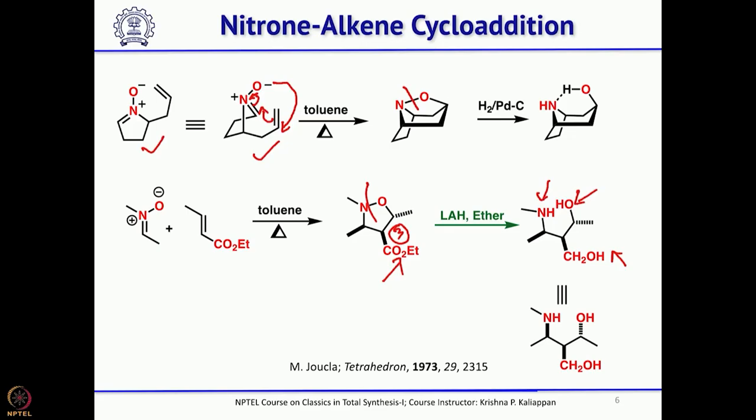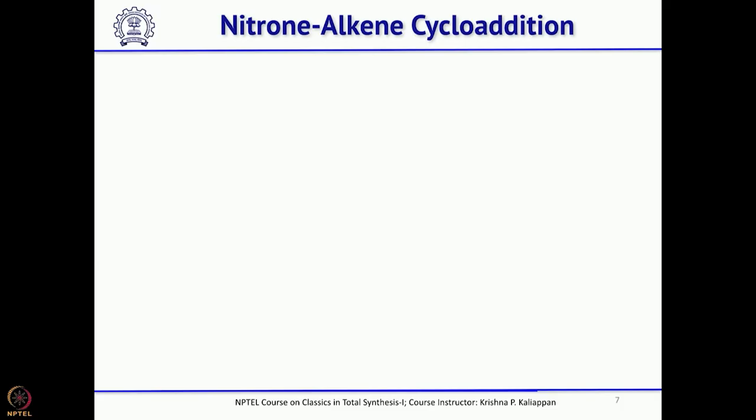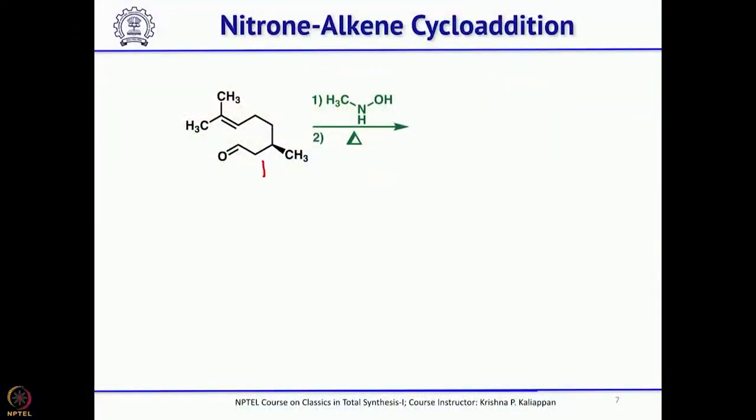So I will also show you another example of intramolecular nitrone alkene cycloaddition, because this is important so that you will understand the 1,3 dipolar cycloaddition, which is involved in the synthesis of biotin as the key step, okay. So this starting material is called citronellol, commercially available.